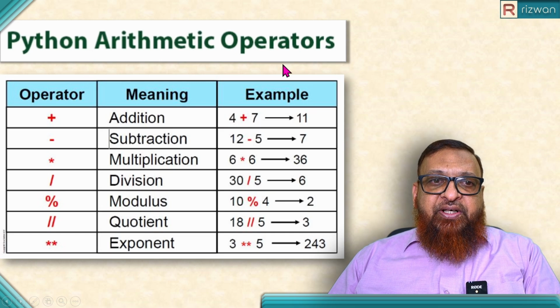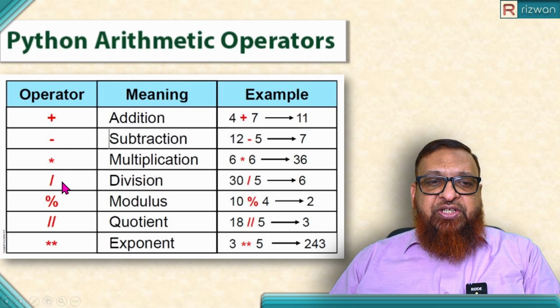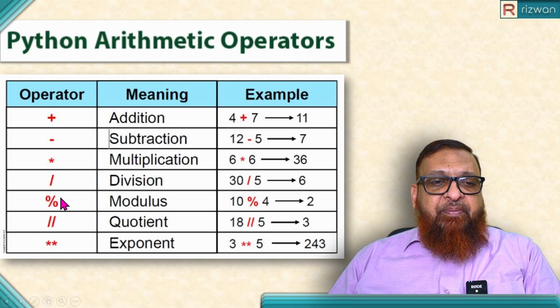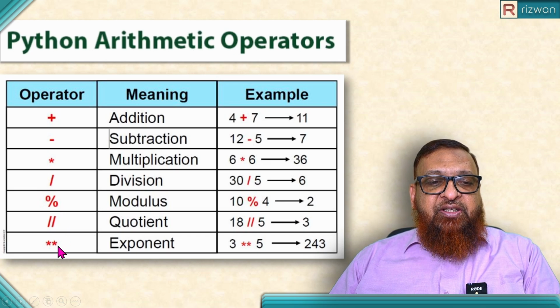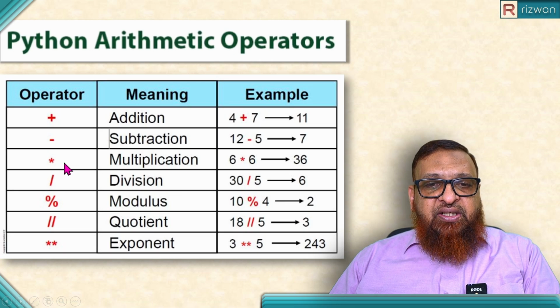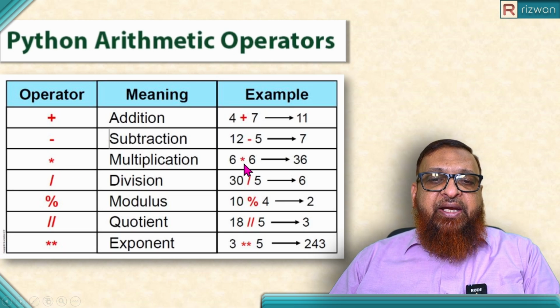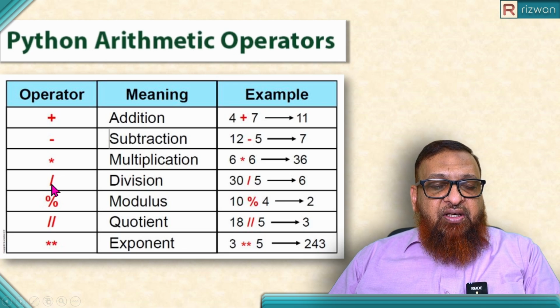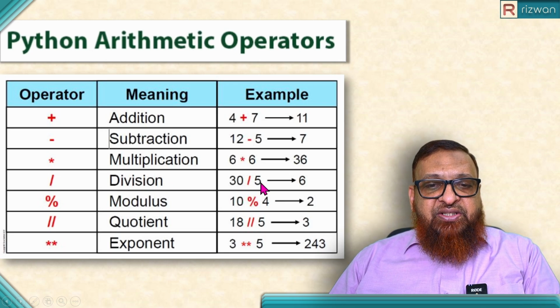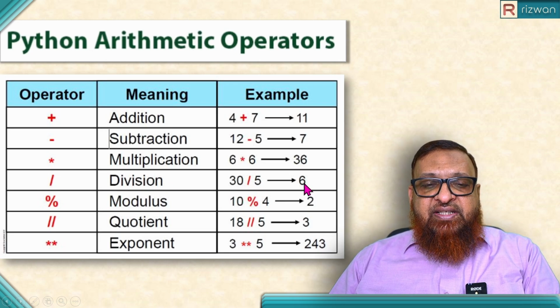Now in arithmetic operators, we have addition, subtraction, multiplication, division, and the modulus, which is represented as percentage. Then the quotient, that is the integer division, and double star is the exponent. Say for addition, plus: 4 plus 7 is 11. Now multiplication, 6 into 6 is 36, multiplication is represented by star. Division is represented by slash, 30 divided by 5 is 6.